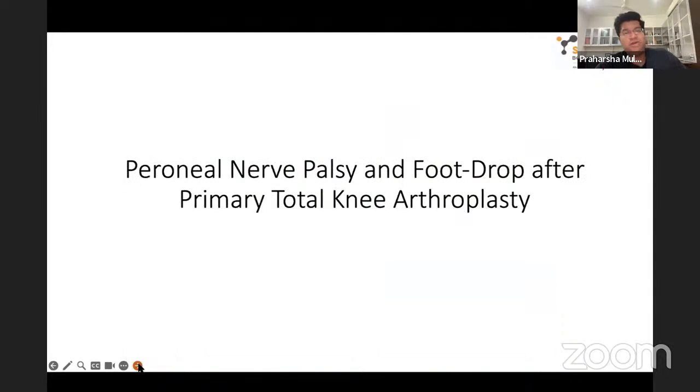And suddenly on day one, you can land up with these issues. So make sure you recognize them quickly so that you can deal with them quickly. Now coming to a peroneal nerve palsy and foot drop after primary total knee arthroplasty.